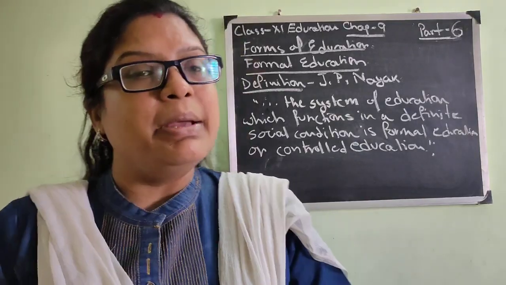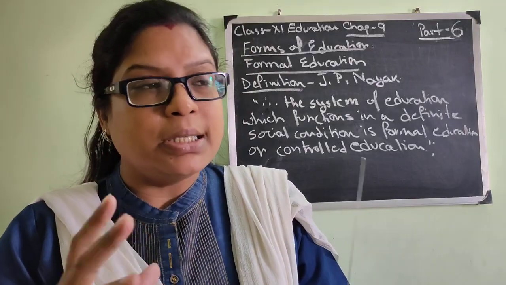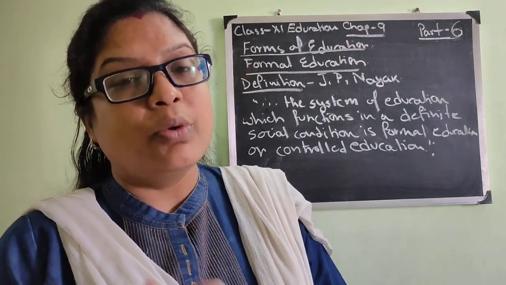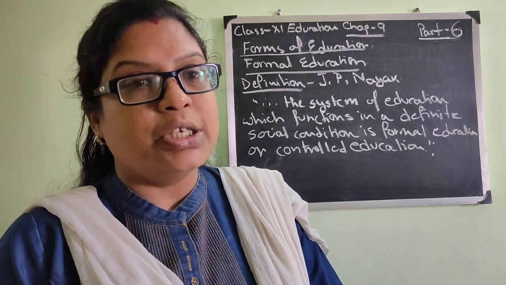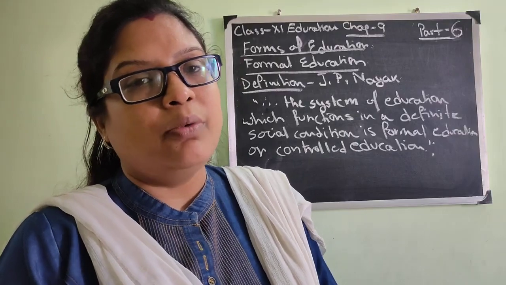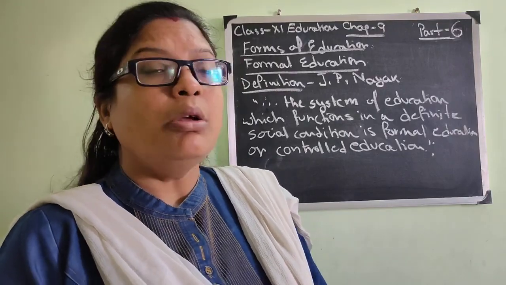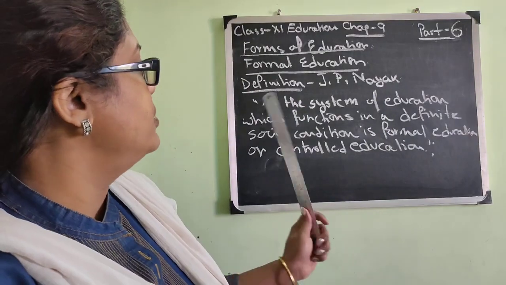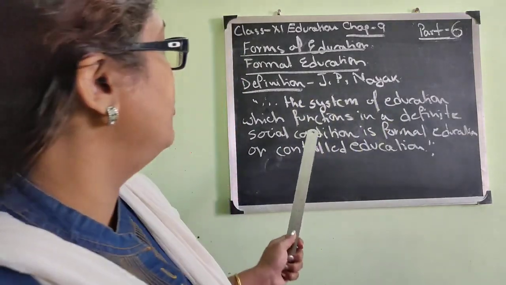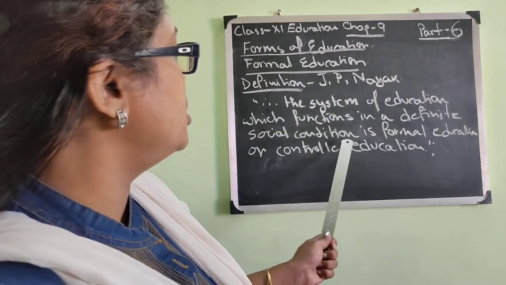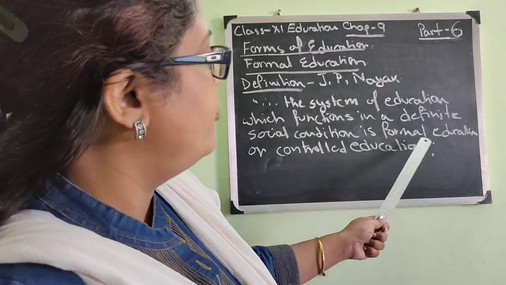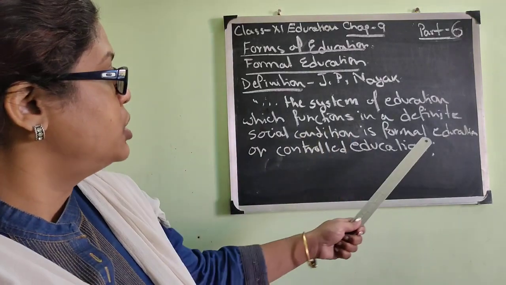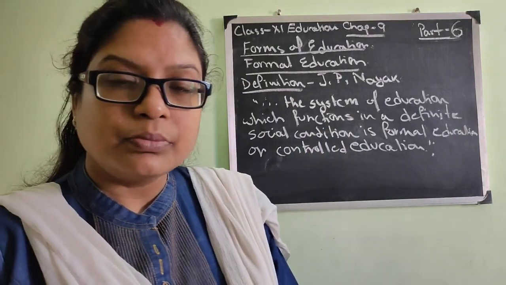So why am I explaining all these four factors? Because in case of any type of formal education, these four factors are working together, cooperating with each other and making formal education a successful one. So if we go to the definition of J.P. Nayak, we will see: the system of education which functions in a definite social condition is formal education or controlled education. So why are we mentioning the definite social condition?